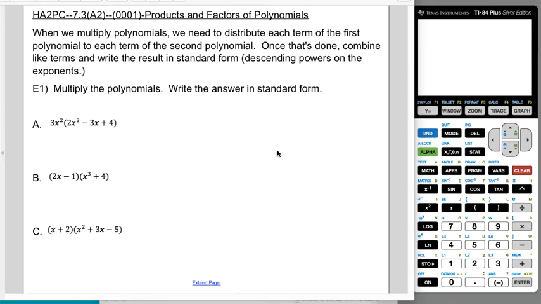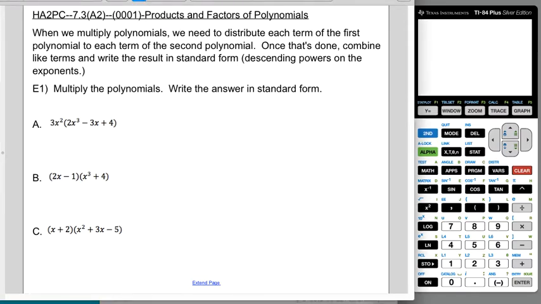When we multiply polynomials, we need to distribute each term of the first polynomial to each term of the second polynomial. Once that's done, we can combine like terms and write the result in standard form with descending powers of the exponents. So this gets more complicated when we start having a product of, let's say, 3 polynomial functions, but we'll cross that bridge when we come to it.